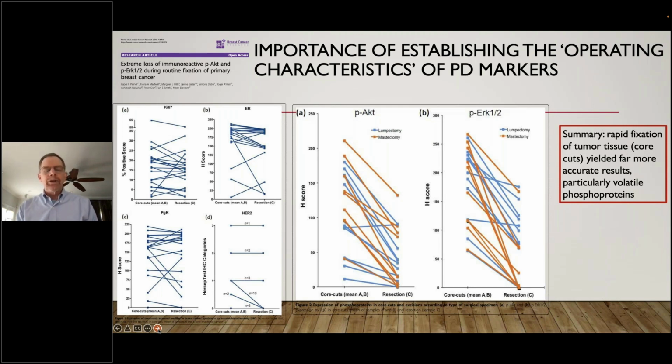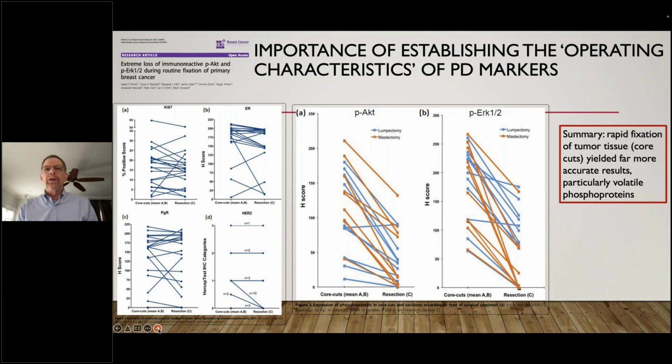And as you can see on the left-hand side, the estrogen receptor, proliferative index, HER2 remained quite stable between the two, but the phospho species of their targeted pathway, phospho-AKT, phospho-ERK1/2, there was a very big difference whether there was at first a quick section reserved or then the actual removal of the entire tumor.